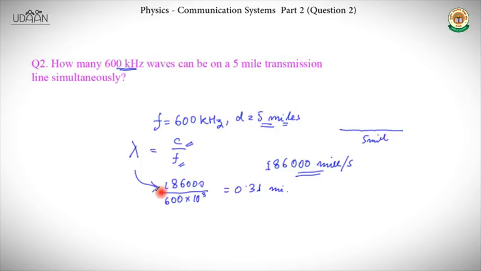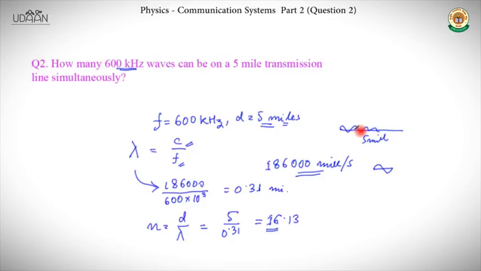Next we have to find the number of waves. The number of waves is directly the number of wavelengths. If this is the wavelength, this is equal to one wave. So we can take the ratio of the 5 miles and the wavelength: n equals d by lambda, the total distance divided by the wavelength of one wave. Substituting, we get 16.13, so we can assume that 16 total waves can be on this 5 mile transmission line simultaneously. So that was problem 2.